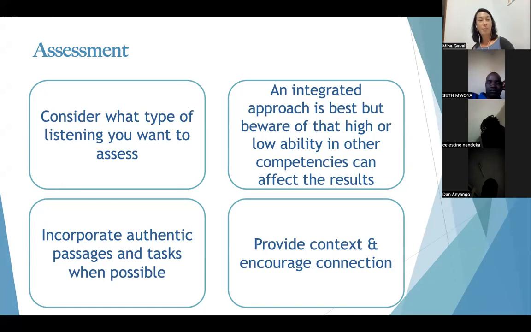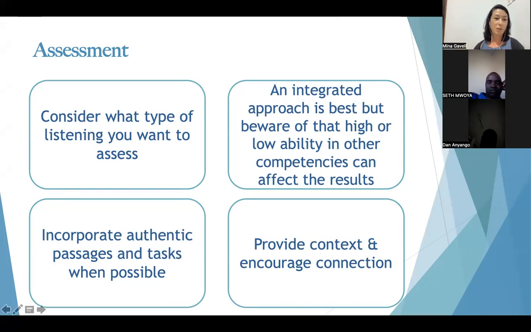So if you remember earlier, there was an example where they could draw the story. So that would allow them, of course, we're not assessing their drawing skills, but showing that they understood what they heard.